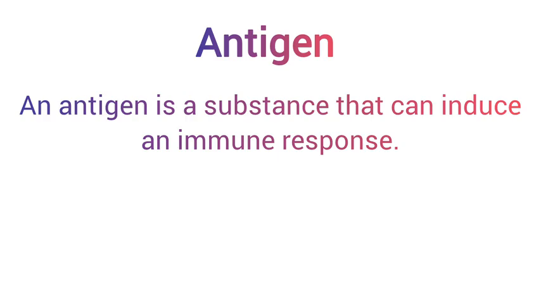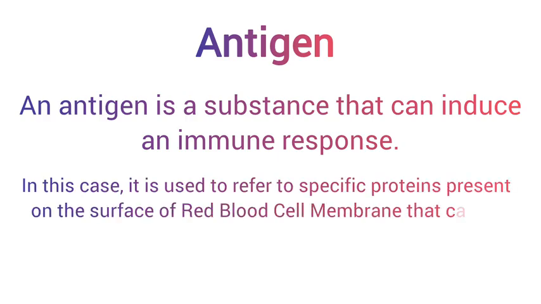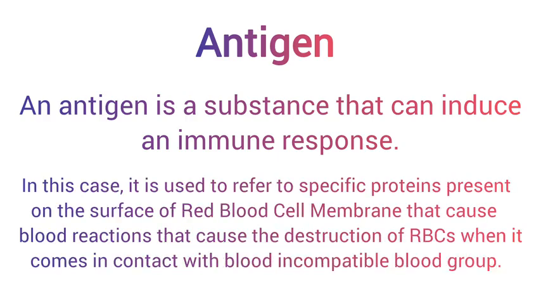Now, in this case of blood grouping, which is not just talking about just anything, it refers to specific protein present on the surface of red blood cell membrane that cause blood reaction, which lead to the destruction of red blood cell when it come in contact with blood that is incompatible with it.